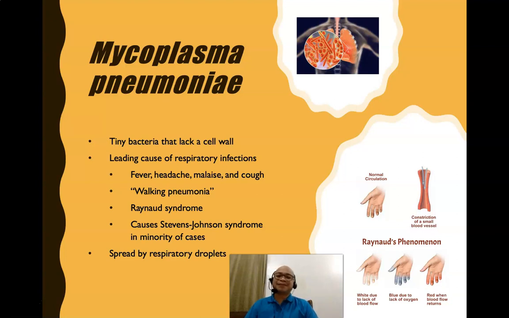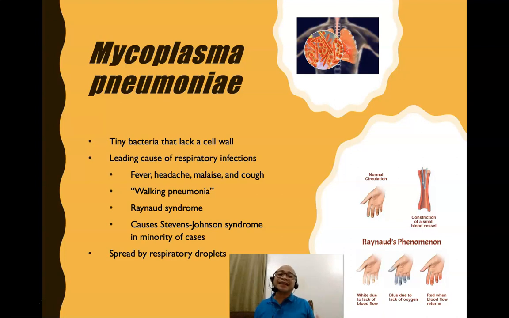Aside from this, patients could have Raynaud's phenomenon. Usually, we can see Raynaud's phenomenon among patients with rheumatoid arthritis because of the constriction of small blood vessels. Because of the constriction of the small blood vessels, the digits of the hands would be greatly affected, as shown here in the illustration. And in some cases, Mycoplasma pneumoniae may cause Stevens-Johnson syndrome in a minority of cases.